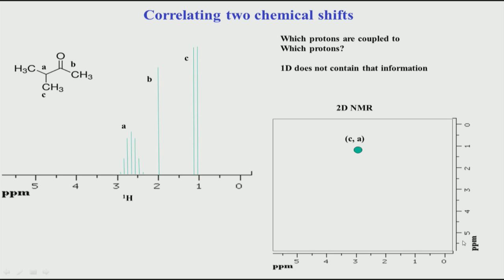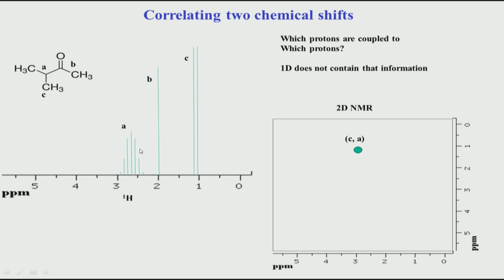So, this is a 2D homonuclear NMR experiment, and what that type of experiment is doing is correlating, again remember the word correlation, a proton with another proton. The protons that are coupled to each other are correlated. So, if you see here, this proton at 1 ppm, which is C, is correlated to the proton A on the x axis. What is A? A is this proton.